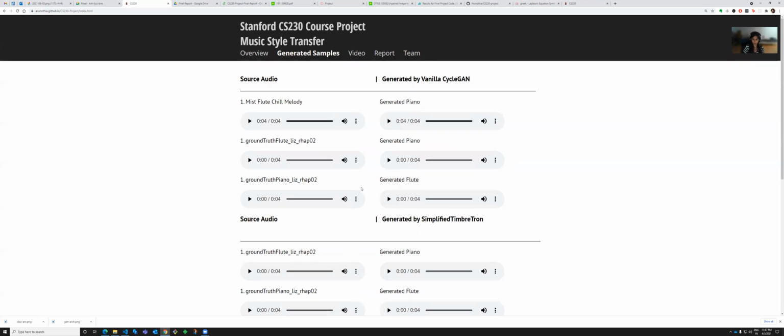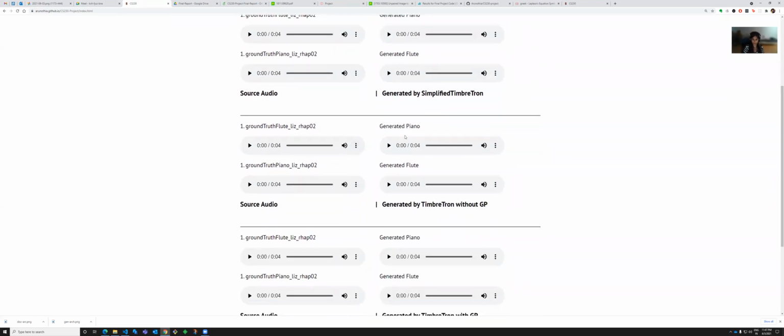Let us look at some other model. This is the source piano, and our simplified Timbertron is producing this flute. We see that there is a lot of noise, and this is because this network was very small and we didn't train it long enough.